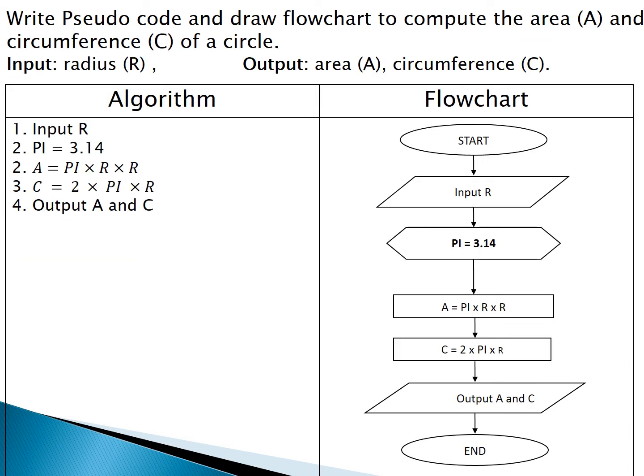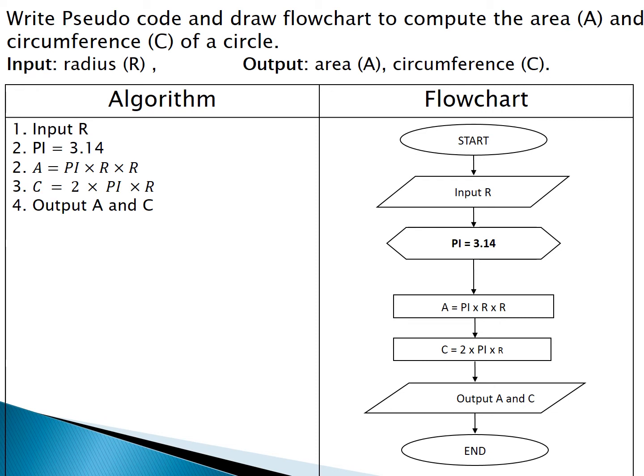Then let us go for the second example of our flowchart and algorithm, where we are going to find the area and circumference of a circle. For area we have assigned A, and for circumference we are assigning C. So the input we are taking is the radius, which is assigned as R. R means radius. Then the output we are going to get is the area A and circumference C.